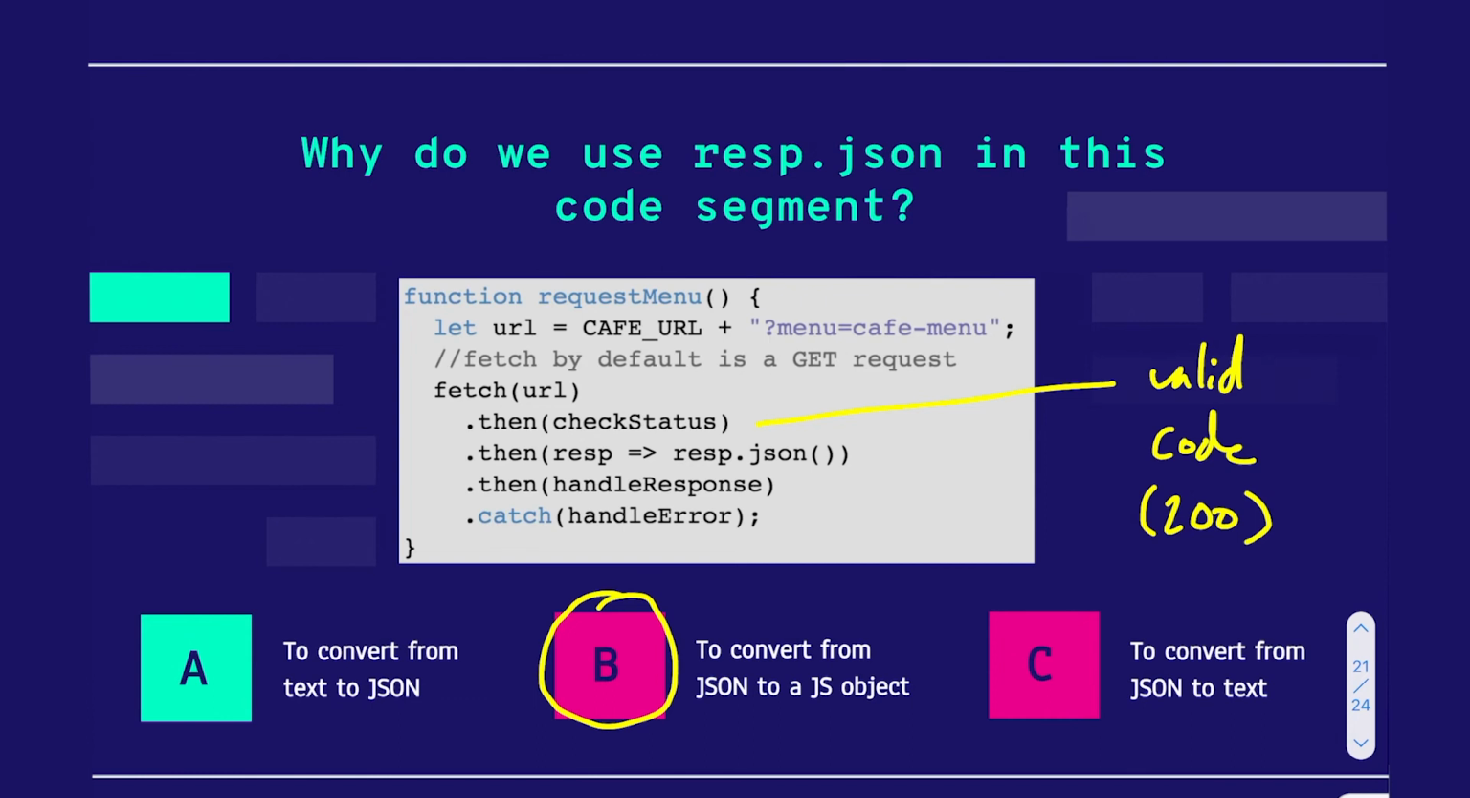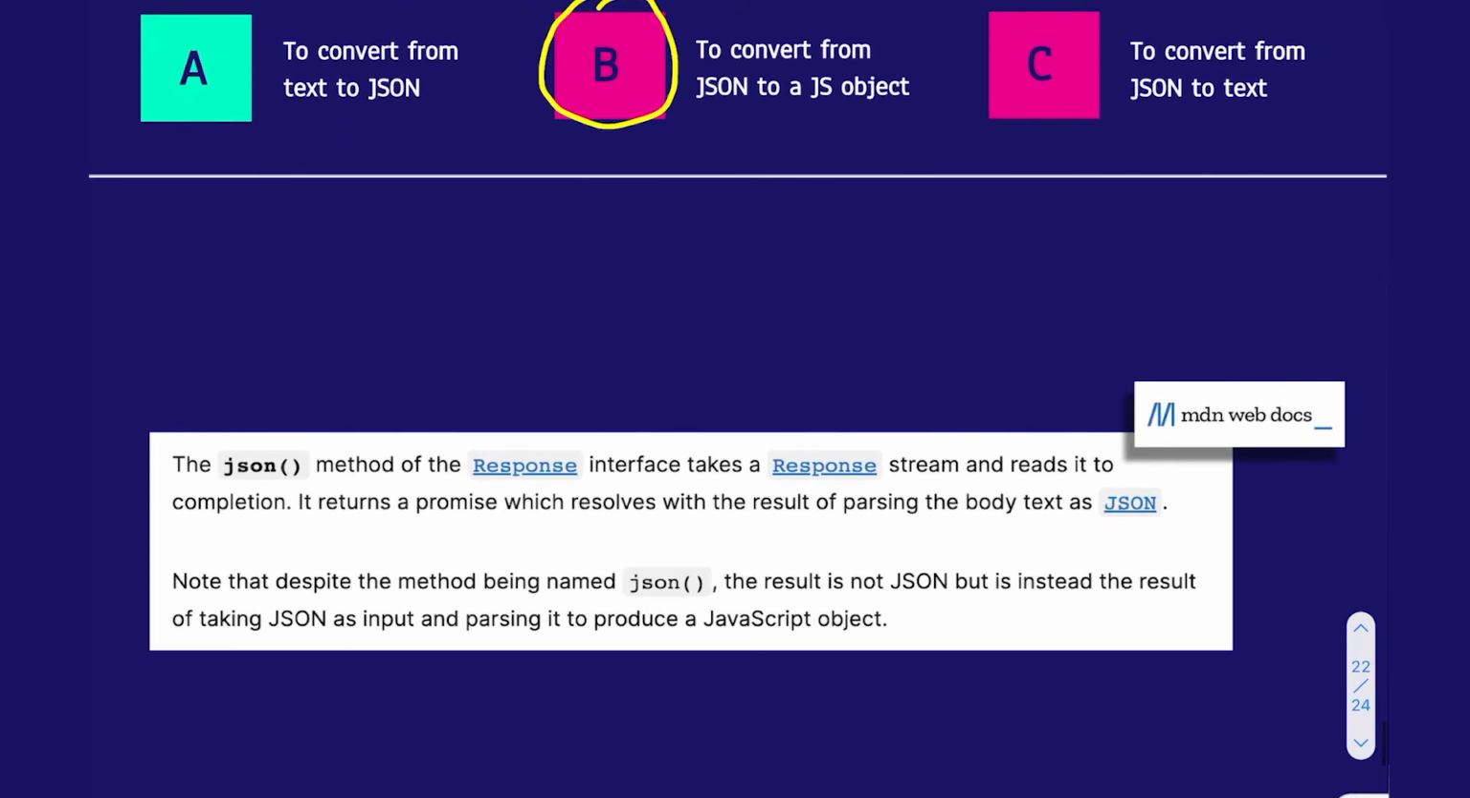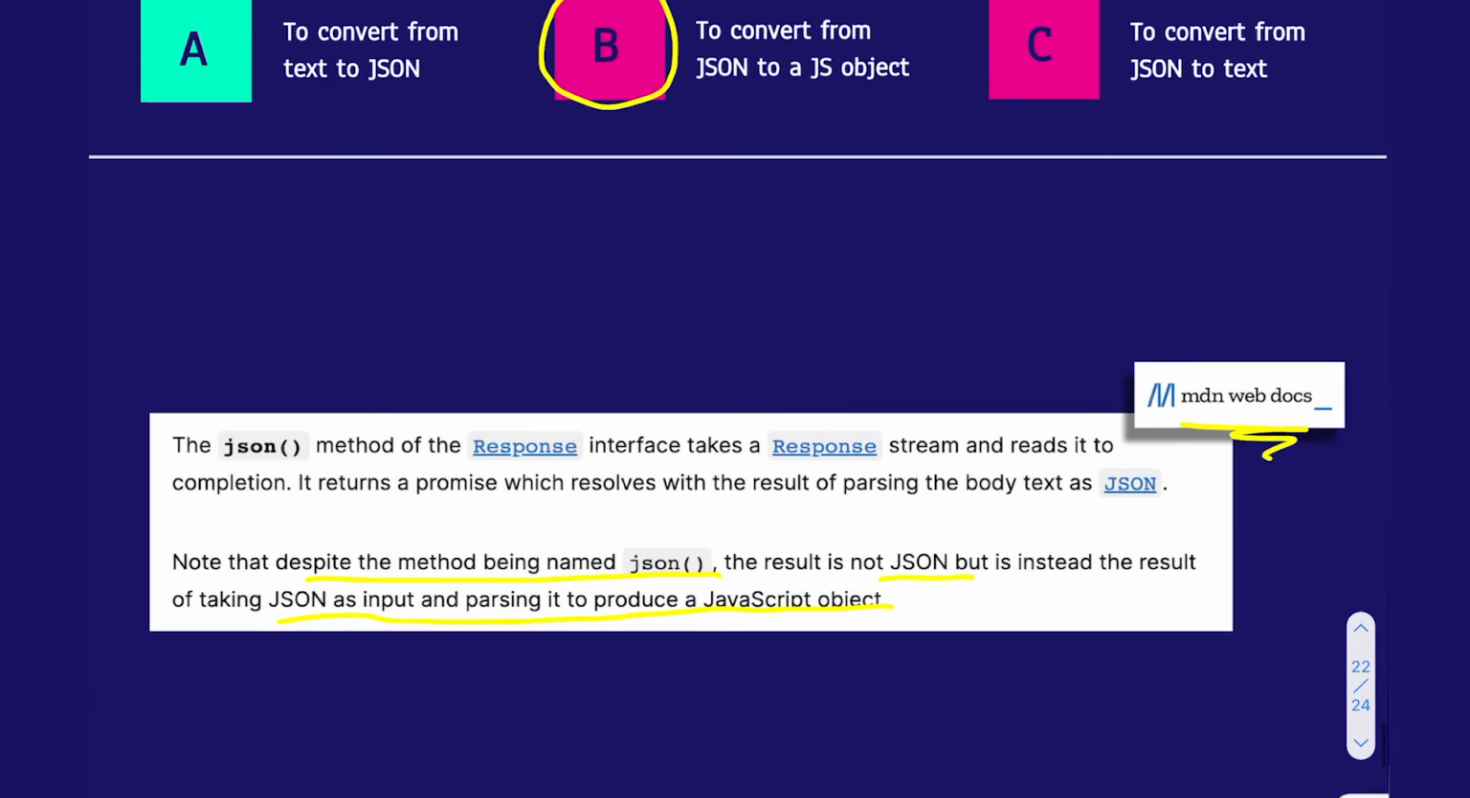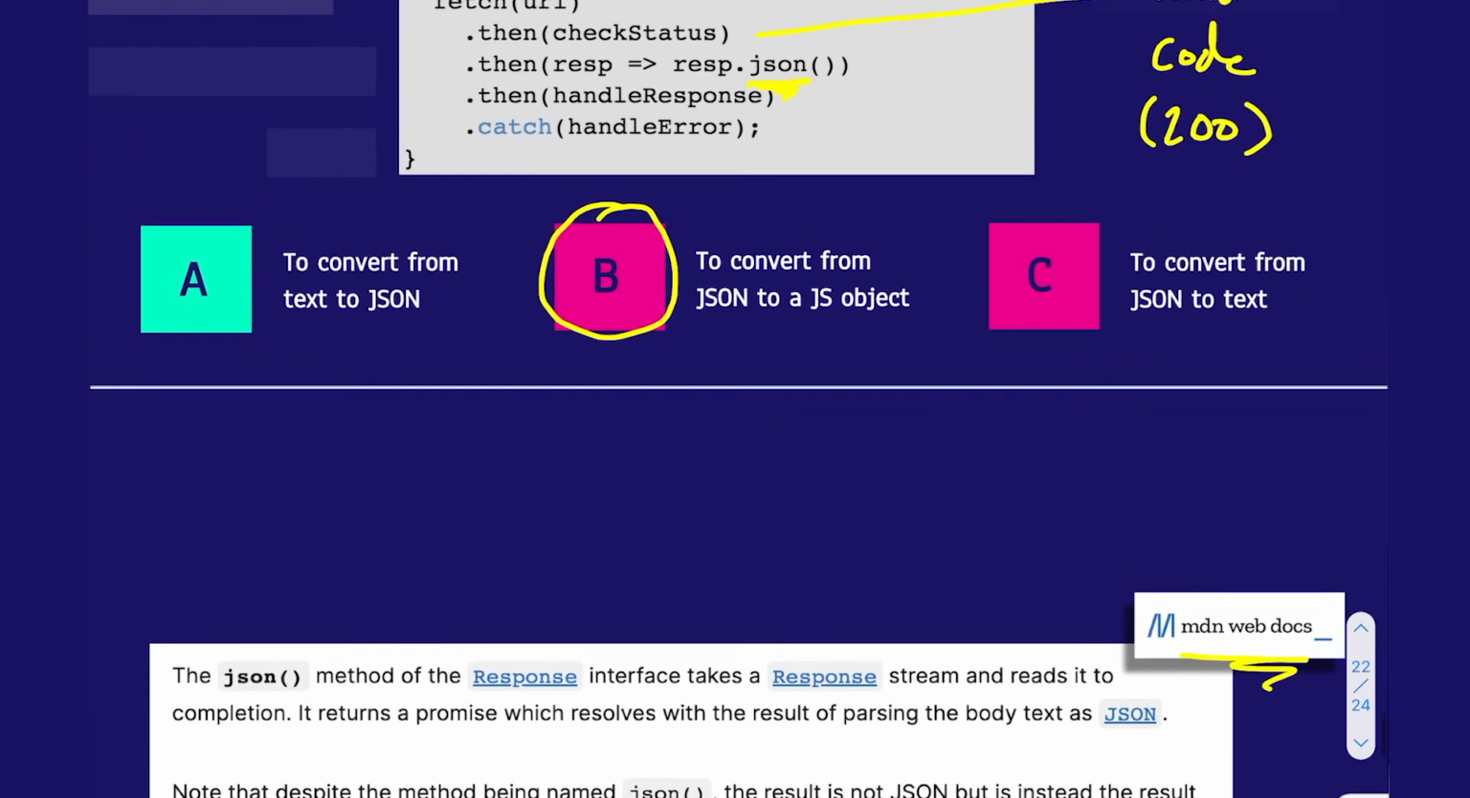Yeah, it's a little bit misleading because the method is named .json. You might anticipate it would convert something from something to JSON, but no, it actually converts from JSON to a JavaScript object. So our good friend, the MDN Web Docs guys, they even mentioned this, that despite the name being JSON, it's not JSON, but the result of taking JSON as an input and parsing it to make that JavaScript object that we can then use within our client-side JavaScript. That makes it a lot easier. So yeah, converting from JSON to a JavaScript object.